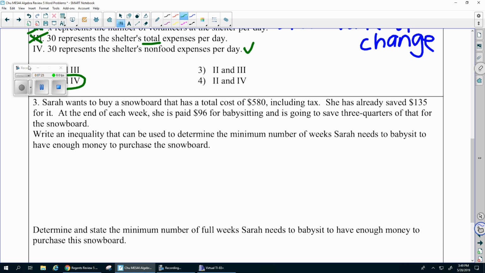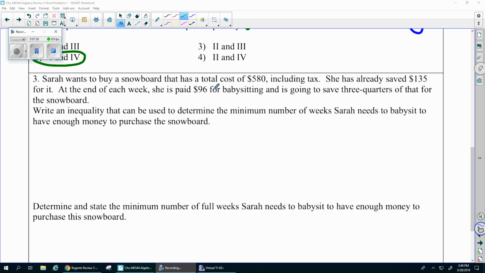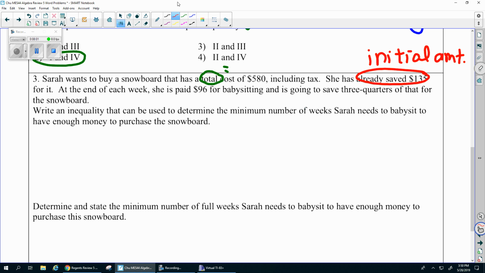Okay, question 3. Sarah wants to buy a snowboard that has a total cost of $580 including tax. Okay, here's the keyword total. That means I know it has to equal 580 or something. She has already saved $135. Already saved, so this must be my initial amount, what I'm starting with. So no variable here. At the end of each week, she is paid $96 for babysitting, and she is going to save 3/4 of that for the snowboard. Write an inequality that can be used to determine the minimum number of weeks Sarah needs to babysit to have enough money to purchase the snowboard.